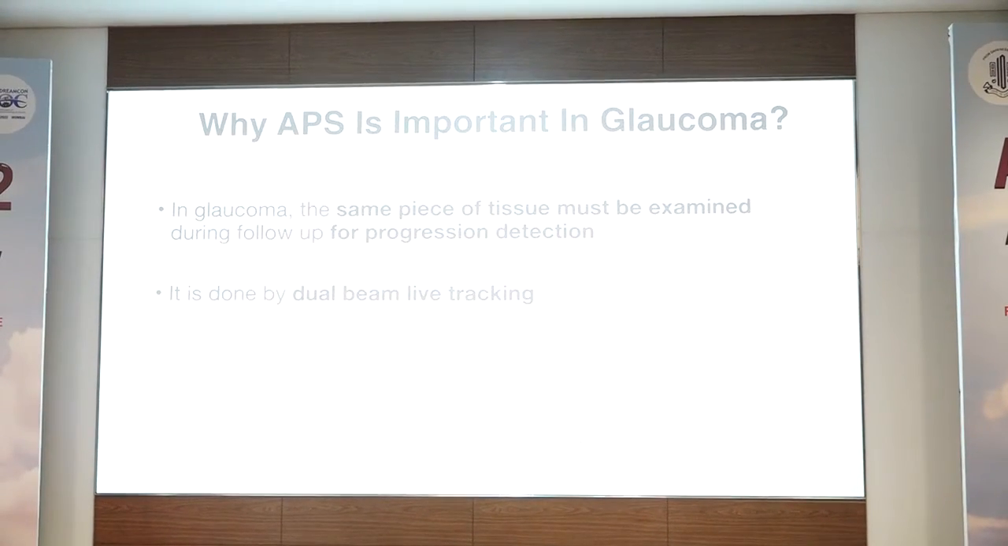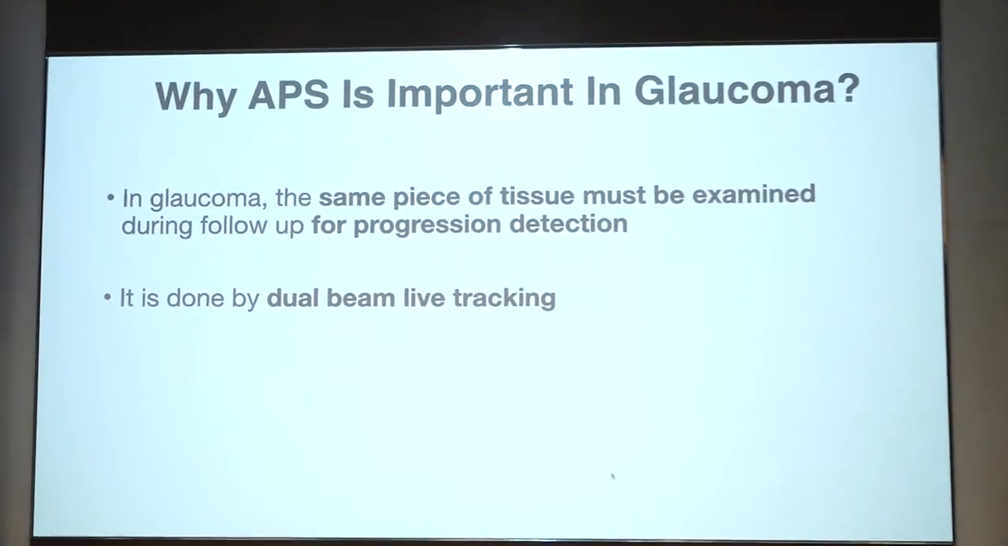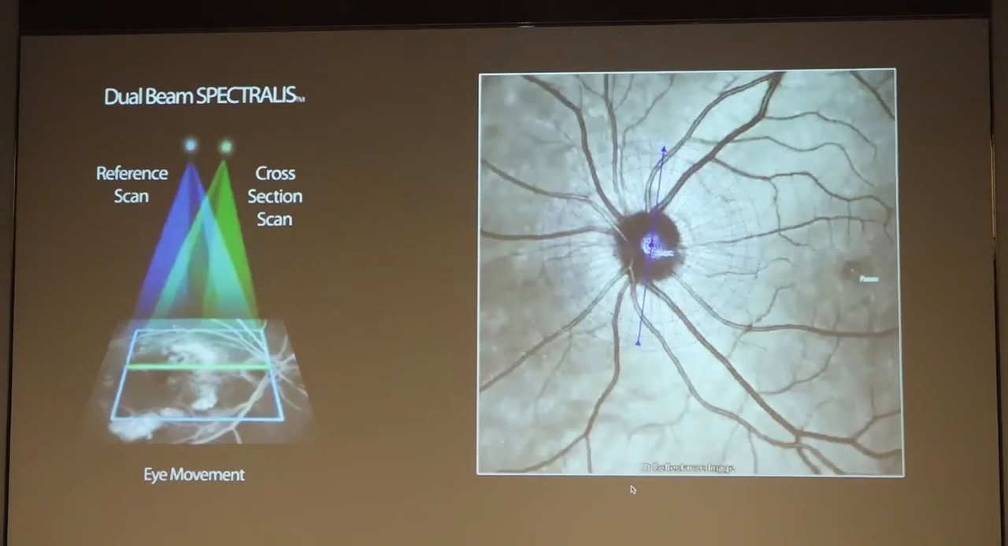But what this GPS gives you as an extra edge is, if there is an eye movement with a single beam, we are not able to track the eye movement. But with a dual beam, even if there is an eye movement, the tracking is very meticulously done. So that is one advantage, because the same piece of tissue is examined today, 1 year later, and even 2 years later, or whenever we have the follow-up, because of the dual beam live tracking.